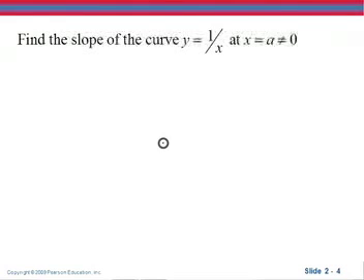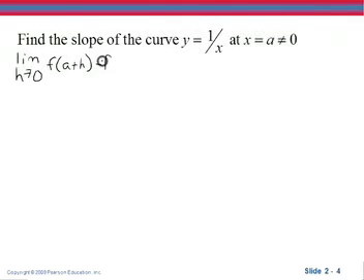Now let's take the curve y equals 1 over x, and let's find the slope of the curve at x equals a, where a is not 0. a could not be 0, or our function would be undefined. So we're going to look at the limit as h approaches 0 of f of a plus h minus f of a, divided by h. We have just replaced our x sub 0 with a, since a is the x value we're looking at here.